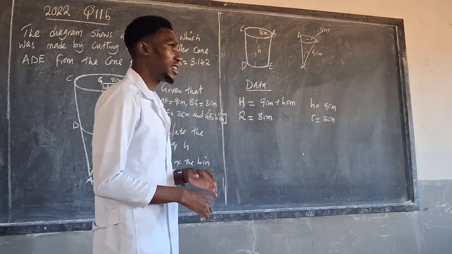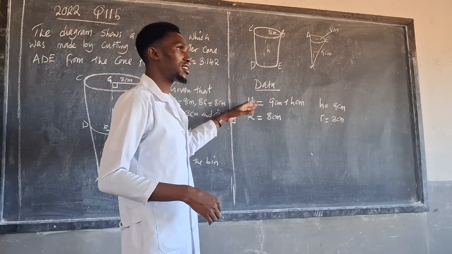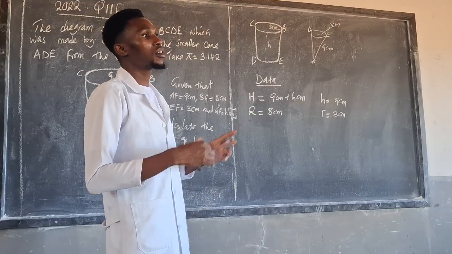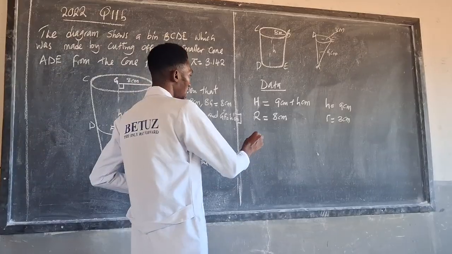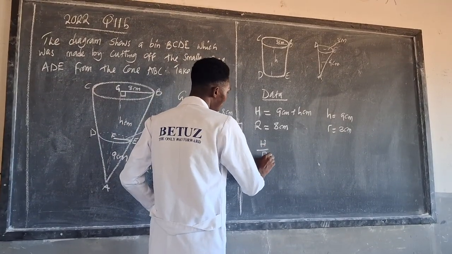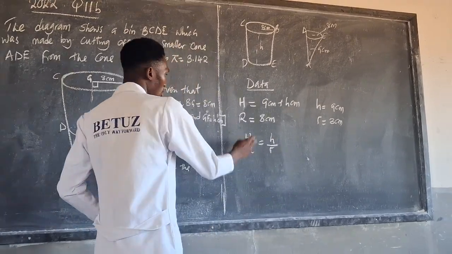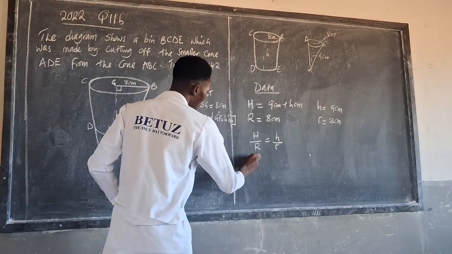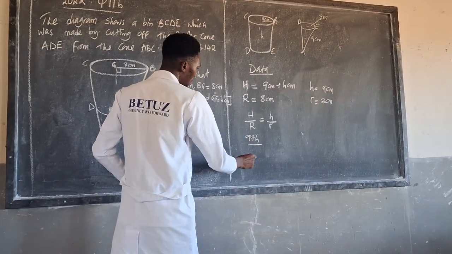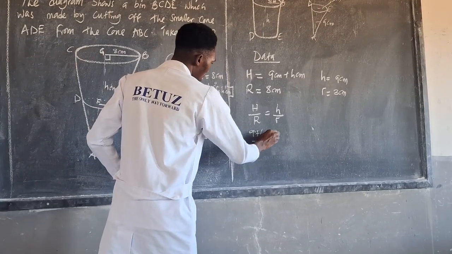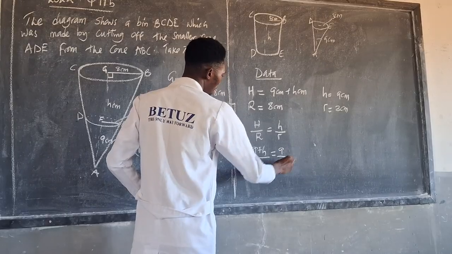So now for us to find the height, we divide it by the radius. We express them as ratios. So we say H over R should be equal to h over small letter r. So for capital H, we have 9 plus what? H. Then for radius, we have 8, over the small cone's 9 over 3.